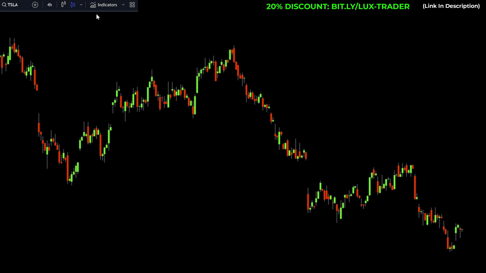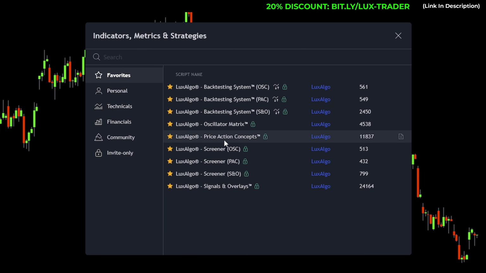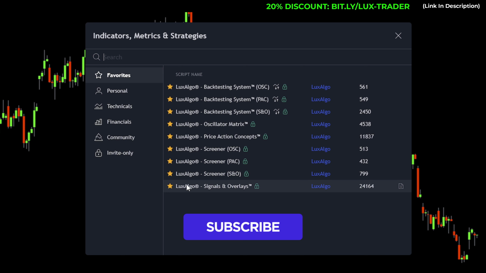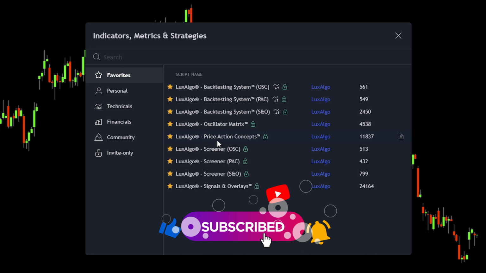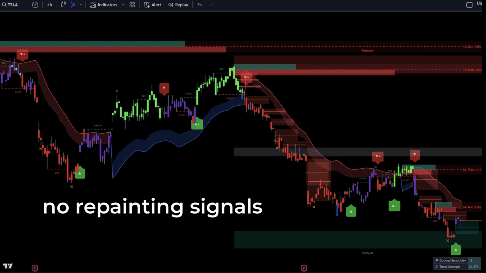First off, navigate to the Indicators tab and equip your arsenal with LuxAlgo's premium indicators, the Price Action Concepts, and the Signals and Overlays. Using LuxAlgo, I transformed my trading strategy, and I'm here to guide you through every step. And let me address the elephant in the room. These insights are generated with zero repainting.